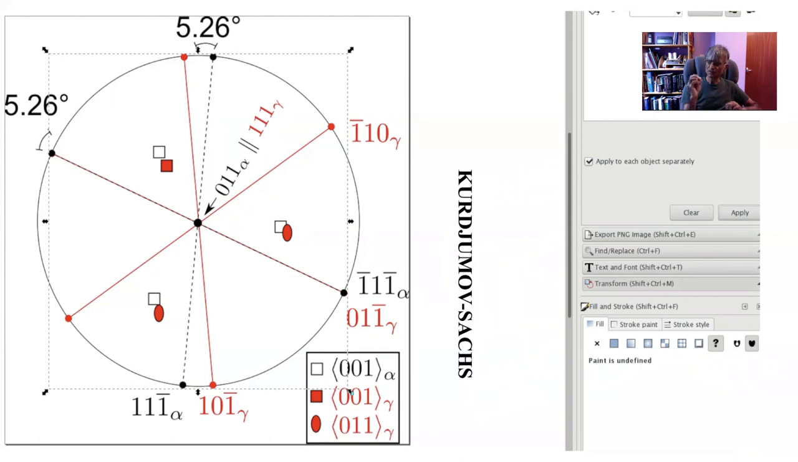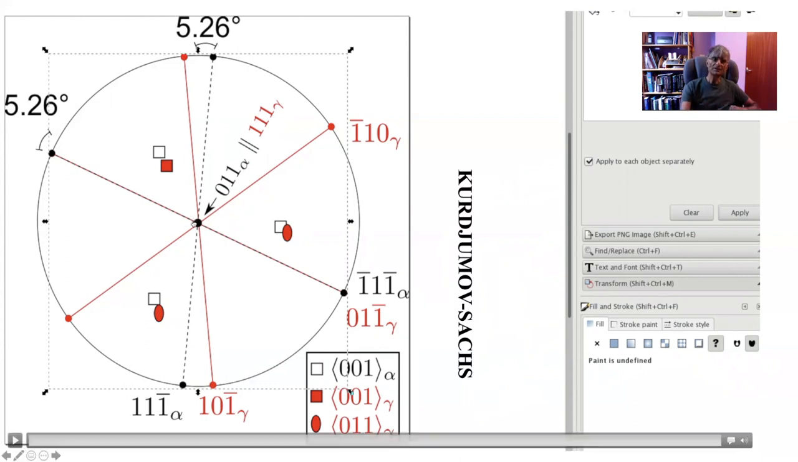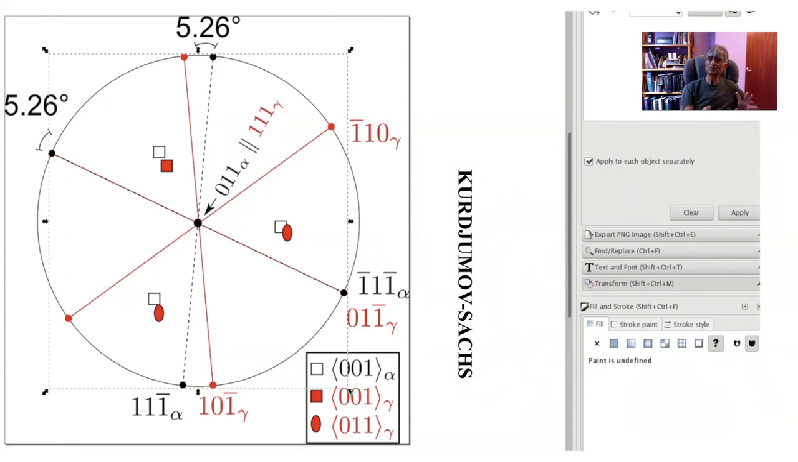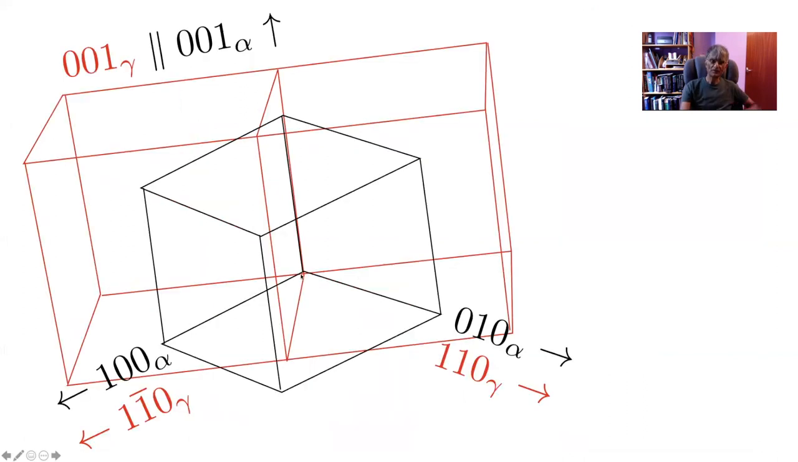In fact, even the Kurdjumov-Sachs and the Nishiyama-Wasserman orientations are approximate because these are not exactly parallel when you do very accurate measurements. The real orientation relationship is irrational. Okay? So this is the exact orientation relationship. Neither Kurdjumov-Sachs nor Nishiyama-Wasserman follow this. They are deviated from that. And even any other stated orientation is only approximate because the true orientation relationship is irrational. We've got to be able to explain this.